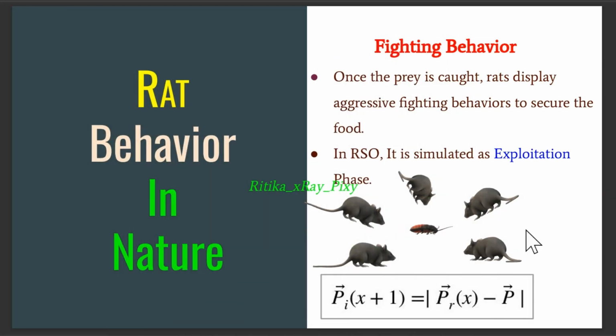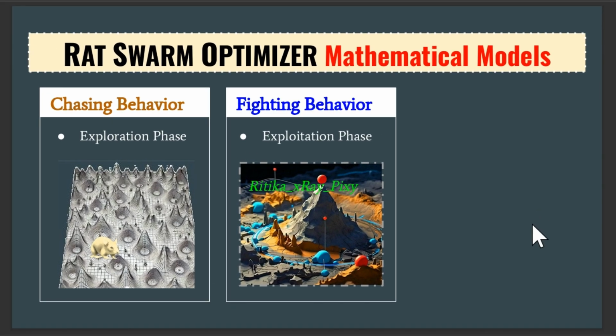Next behavior, we have the fighting behavior. Once the target is cornered, rats will fight aggressively to grab the food. So here rats display aggressive fighting behavior to secure the food, and in this algorithm this behavior is modeled as the exploitation phase. So we have chasing behavior that is modeled as the exploration phase of this algorithm, then we have fighting behavior that is modeled as the exploitation phase of this algorithm.